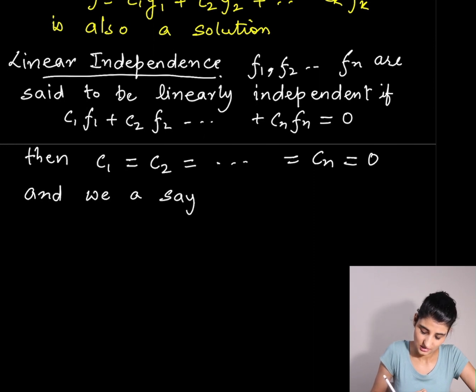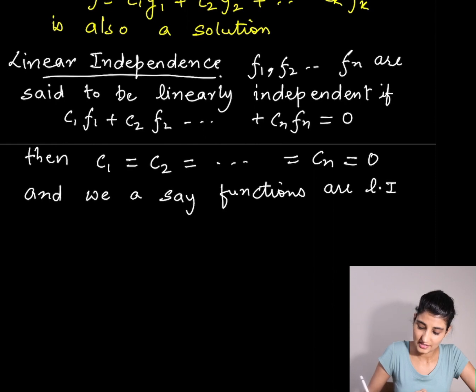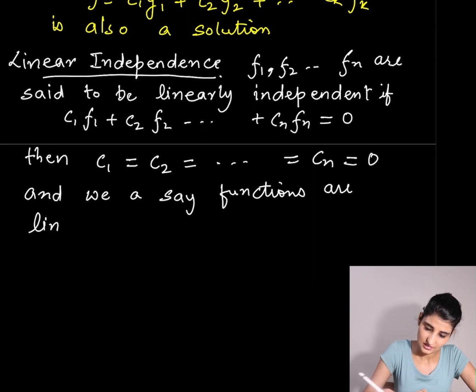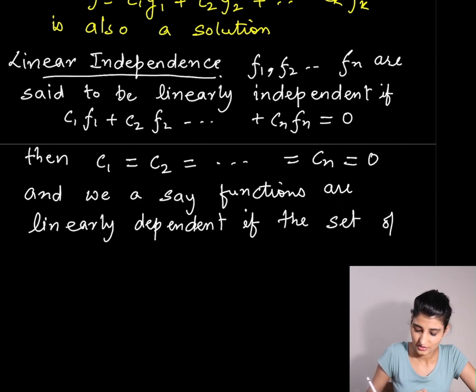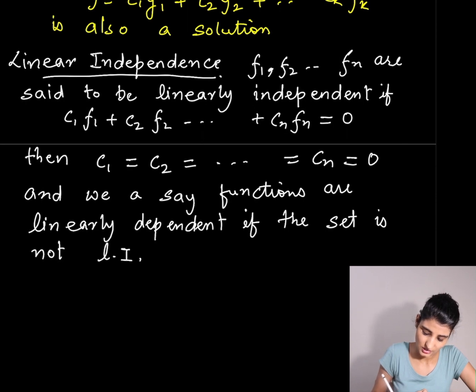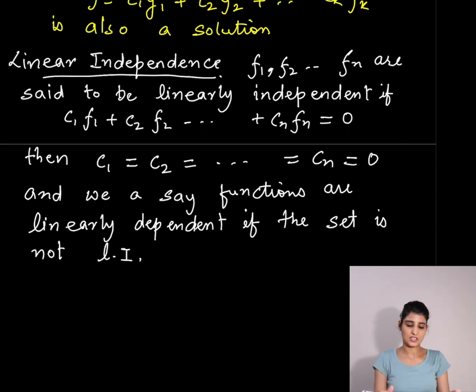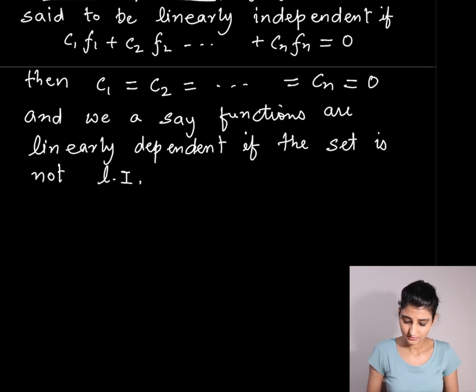And we say functions are linearly dependent, like the set of functions is linearly dependent, if the set is not linearly independent. If the set of functions is not linearly independent, then we will say okay, this set of functions is linearly dependent. Let's see one example.